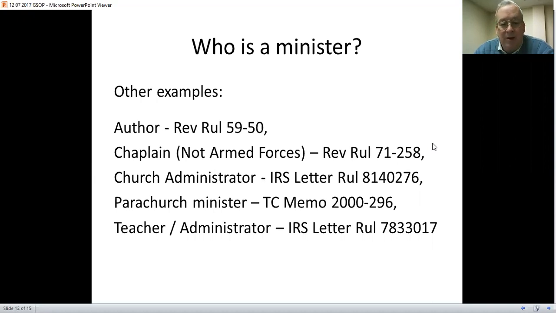We said earlier that church administrators generally are deemed to be ministers, and as such are eligible for all the tax breaks ministers would get. The IRS issued a letter ruling, private letter ruling in 1981 that held exactly that.